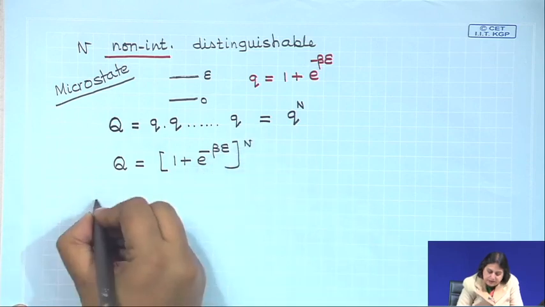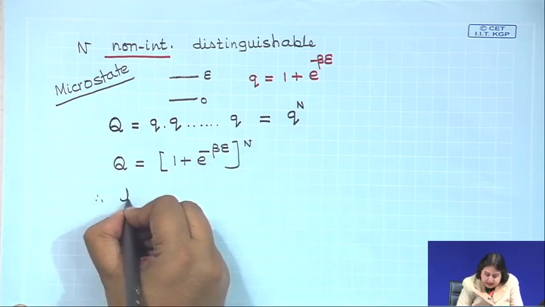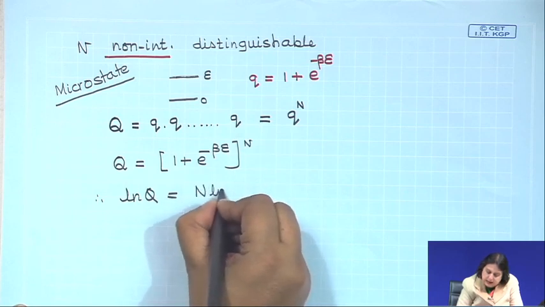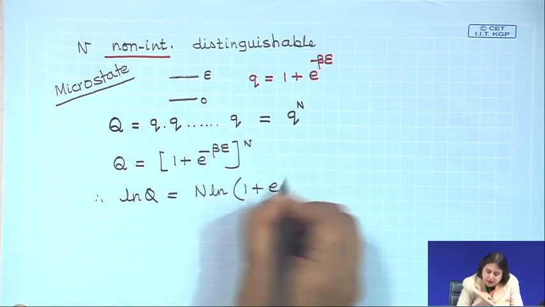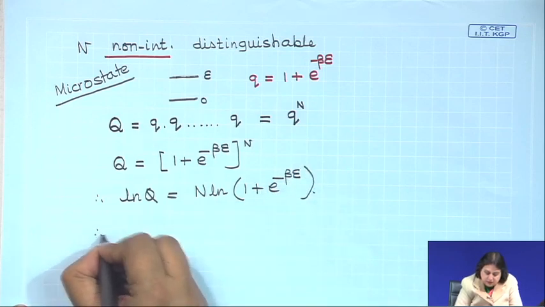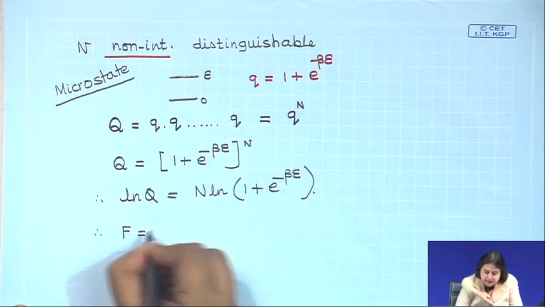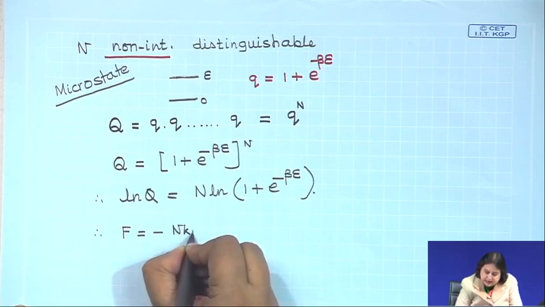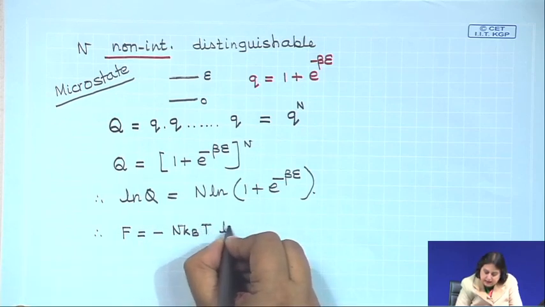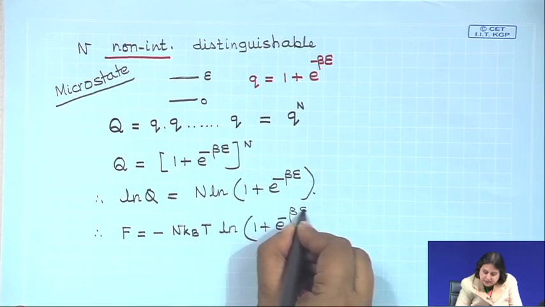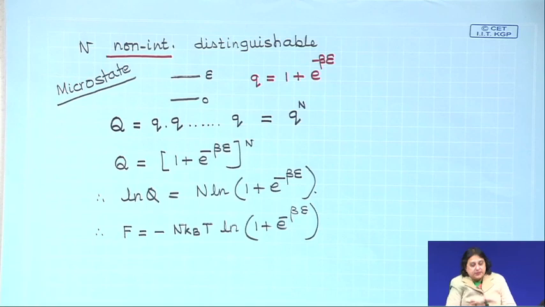So, what is ln capital Q? That is going to be n ln of 1 plus e to the power of minus beta epsilon, and of course, I can write down that the free energy is minus n k T ln of 1 plus e to the power of minus beta epsilon.